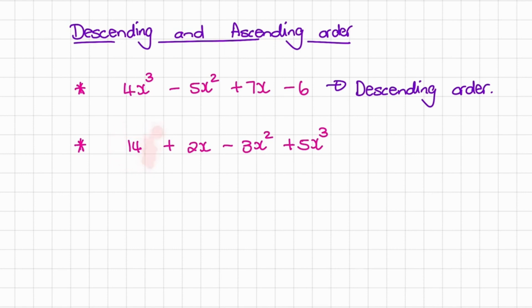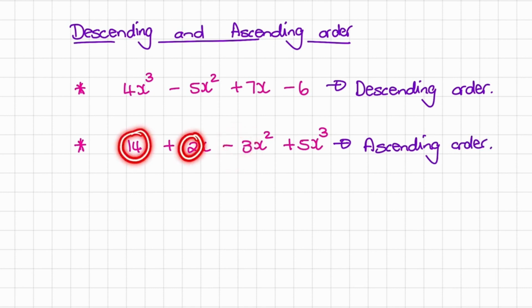Now in our second example, we would see our first term doesn't have x or x to the power of anything. Our second term has only 1x or x to the power of 1. And then it goes 2, 3. So we start with nothing. Then we have 1x, then 2x's, and then x cubed. Now this is writing an algebraic expression in ascending order. Again, we are not concerned about the coefficients or the numbers of the constants. We are simply looking at the powers.